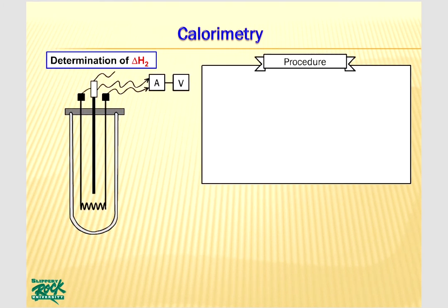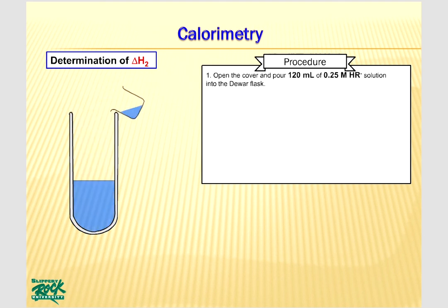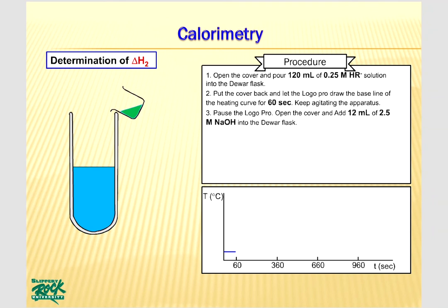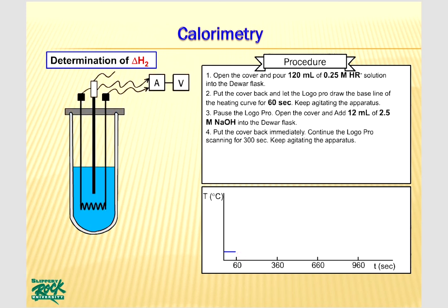Start the LoggerPro on the computer. Open the cover and add 120 milliliters of 0.25 molar H2R solution into the dual flask. Put the cover back and let the LoggerPro draw the baseline of the heating curve for 60 seconds. Keep agitating the apparatus to maintain thermal equilibrium inside the calorimeter. Pause the LoggerPro. Open the cover and add 12 milliliters of 2.5 molar NaOH solution into the dual flask. Put the cover back immediately.